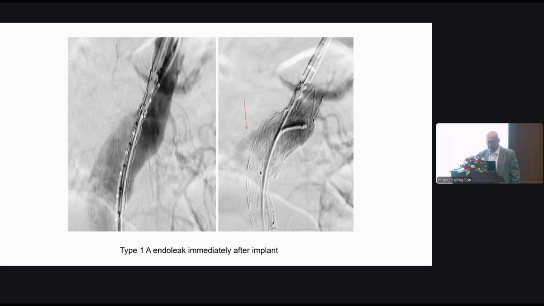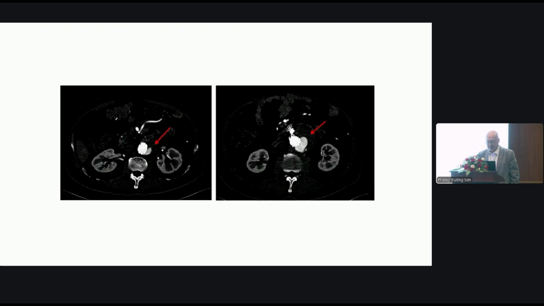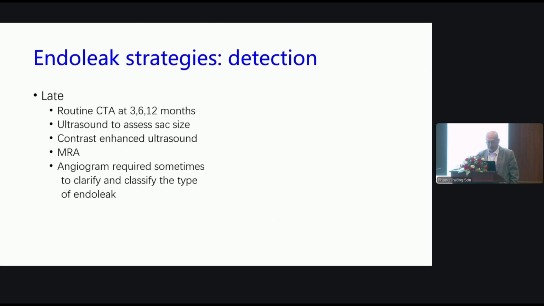So clearly you can see an immediate type 1A endoleak immediately after implant. And this is the corresponding CT on table. You can see that it's leaking quite significantly. So this is the advantage of having an Expert CT.